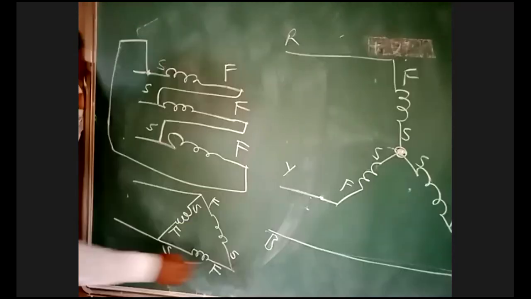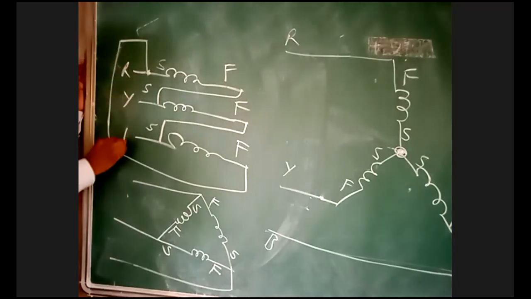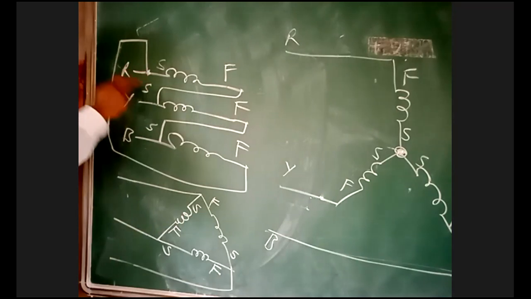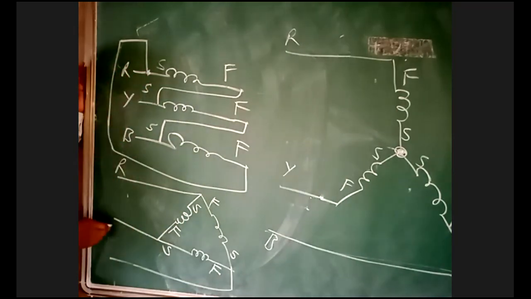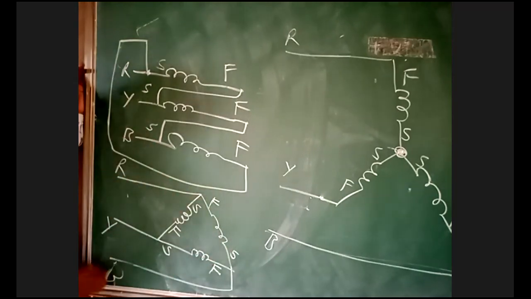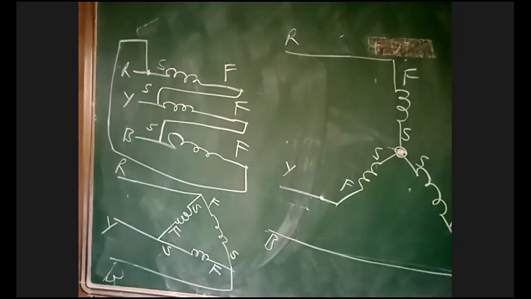Now let us take these as R phase, Y phase and B phase. The starting of the first coil is connected to R, the starting of the second coil is connected to Y, and the starting of the third coil is connected to B. This is your delta connection. In this way, you will get the star connection and delta connections.